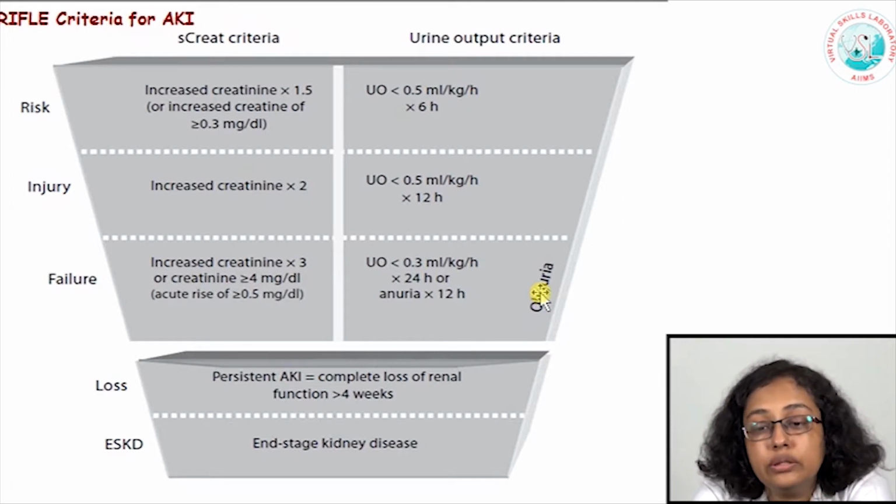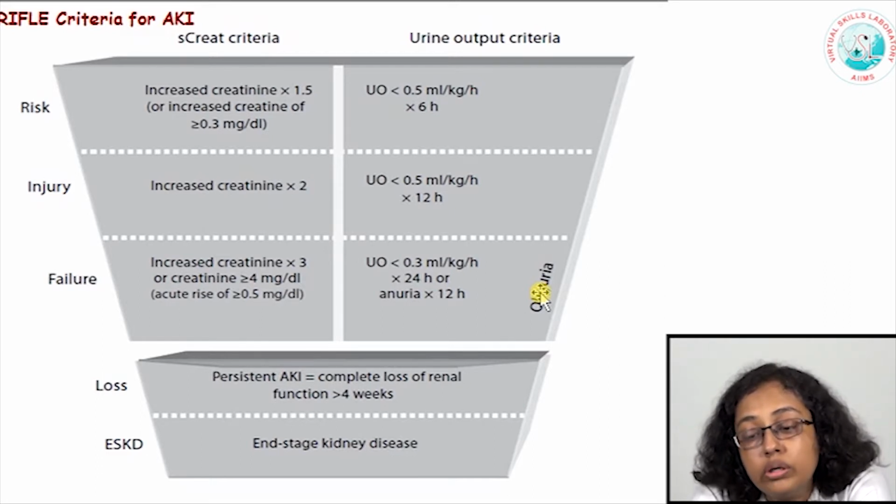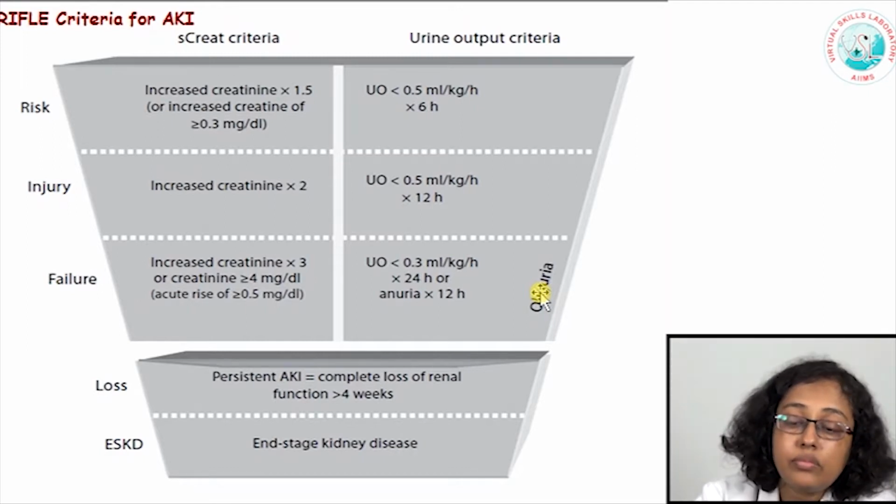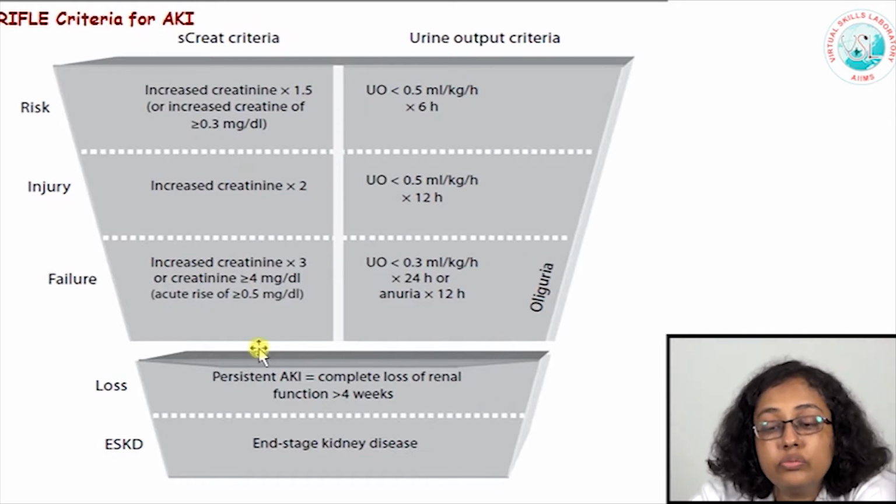So risk would be a 1.5 times increase in creatinine or a decrease in urine output to 0.5 ml per kg per hour for at least 6 hours. Injury would be a doubling of serum creatinine or a persistent decrease in urine output for 12 hours. Failure would be a 3 times increase in creatinine or an absolute increase of at least 4 milligram per deciliter, or a more prolonged decrease in urine output or even anuria for 12 hours. And finally, loss would be a persistent failure or complete loss of renal function for at least 4 weeks.